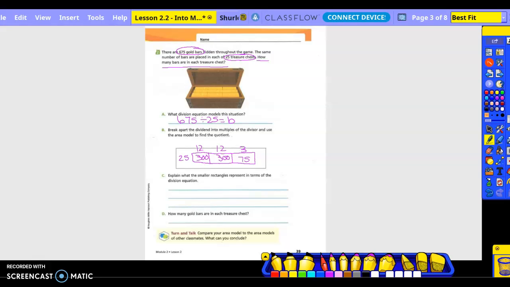3. Okay, so explain what the smaller rectangles represent in terms of the division equation. So when we broke the rectangle into smaller pieces, that represents the partial product of what can get us to 675, right? Or the add-in. Okay, so how many gold bars are in each treasure chest? 27. So 12 plus 12 plus 3 is 27 gold bars.